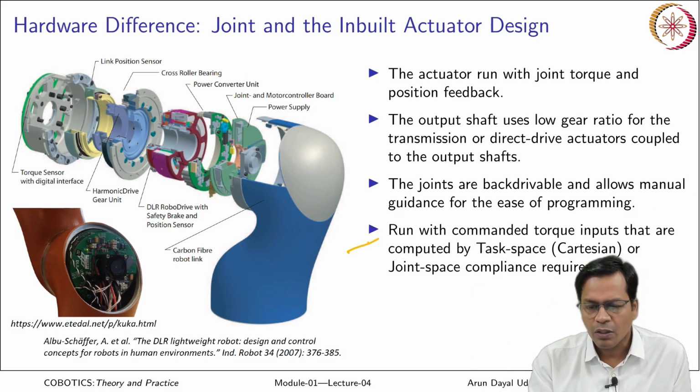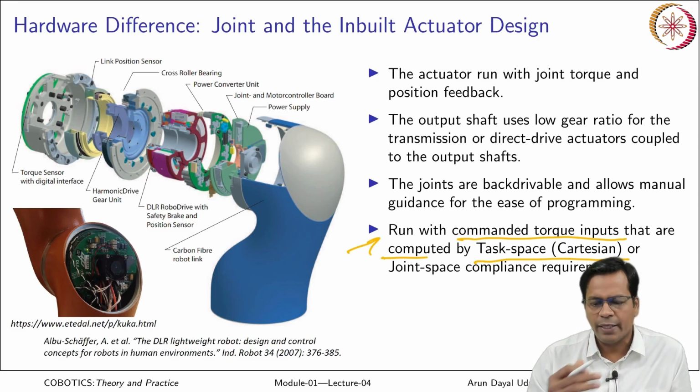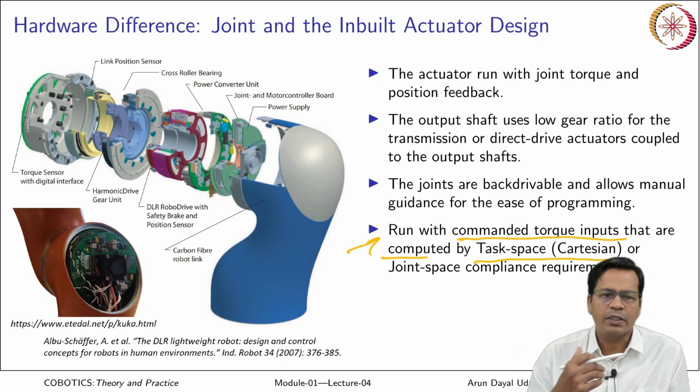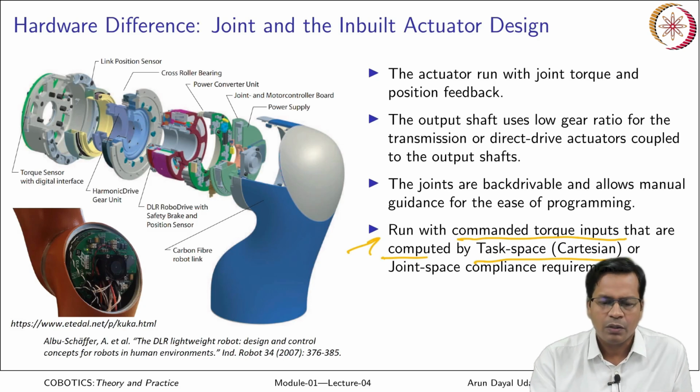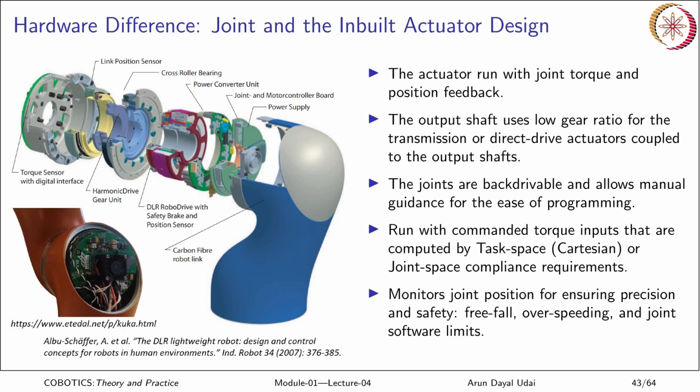It runs with commanded torque inputs that are computed by the Cartesian or task space compliance that you want, or the joint compliance requirements. How stiff your robot should be, depending on that you calculate the torque, you put in only that much of torque to the joints. So finally, you also can monitor the position to ensure precision and safety.